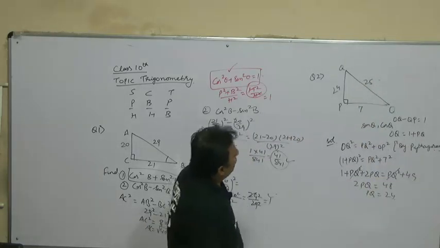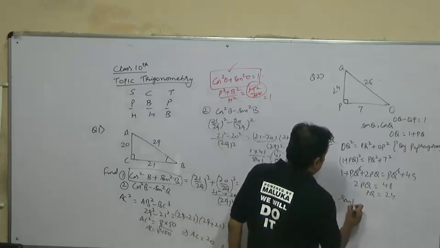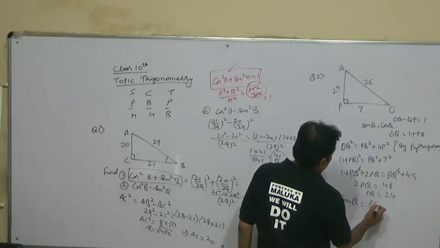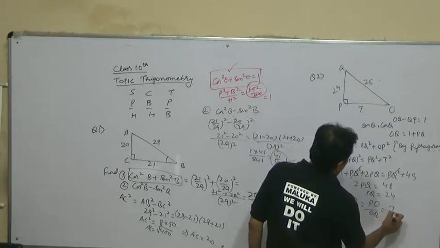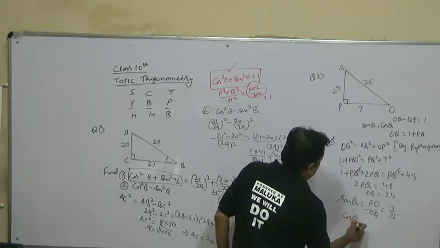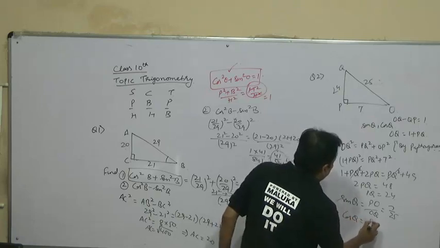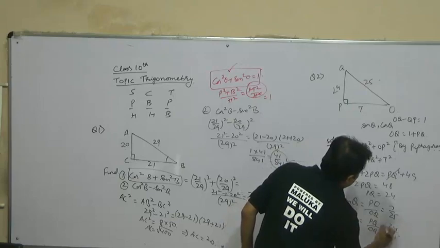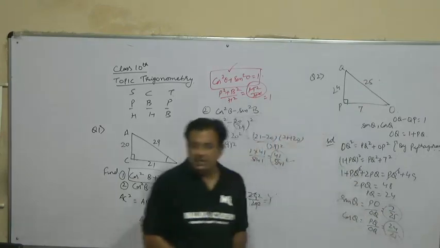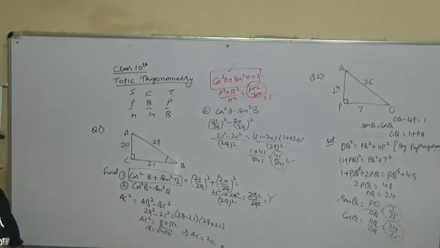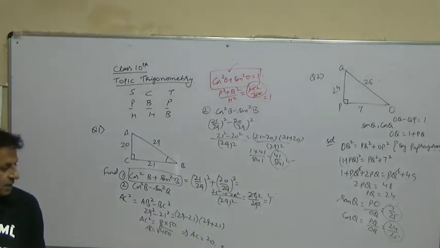So then we want to find sin q. Sin q is po upon oq. That is 7 upon 25, and cos q will be equal to pq upon oq, 24 by 25. So likewise we can find these t ratios. The next is, but before that we will rub this part.